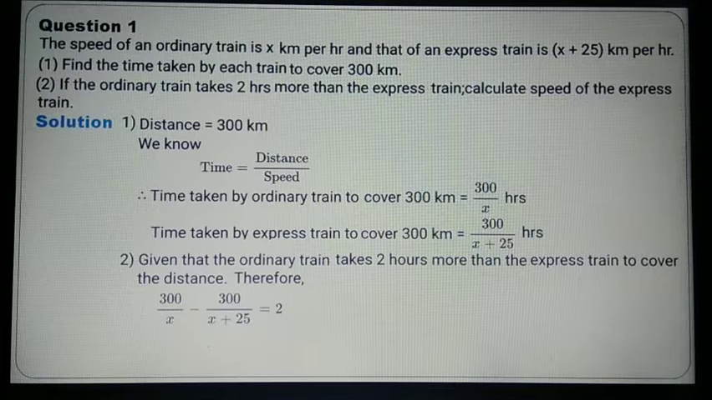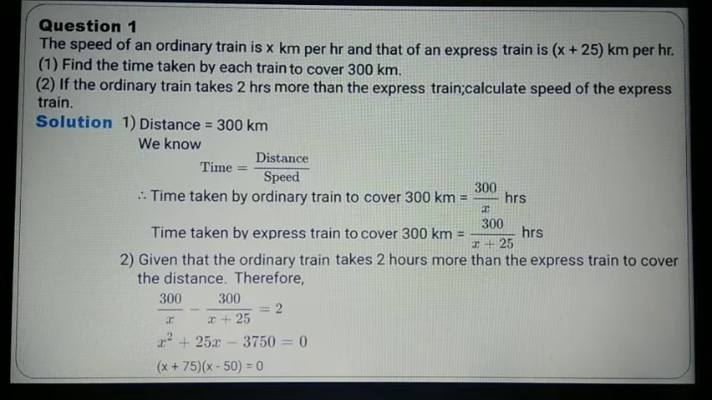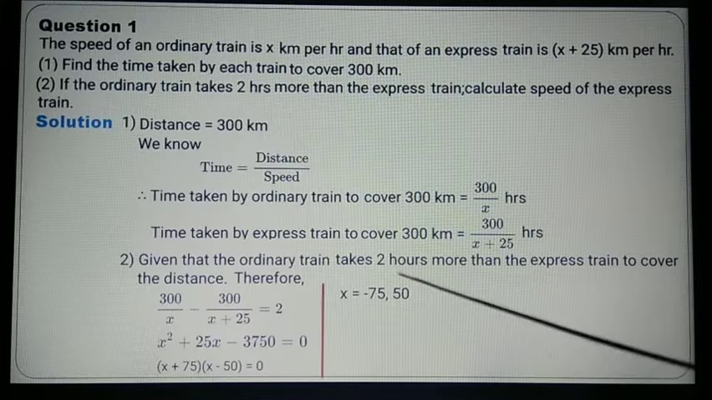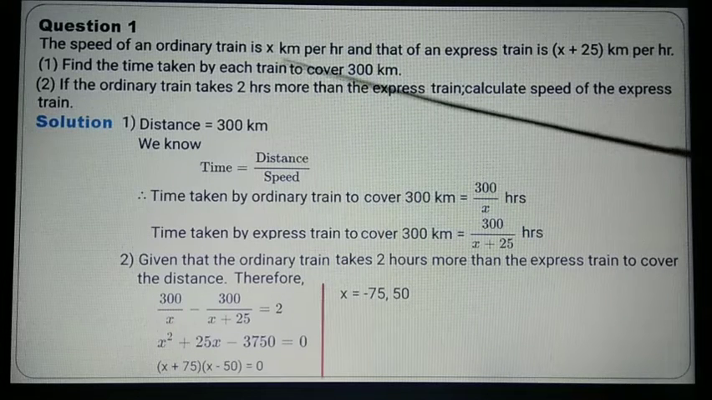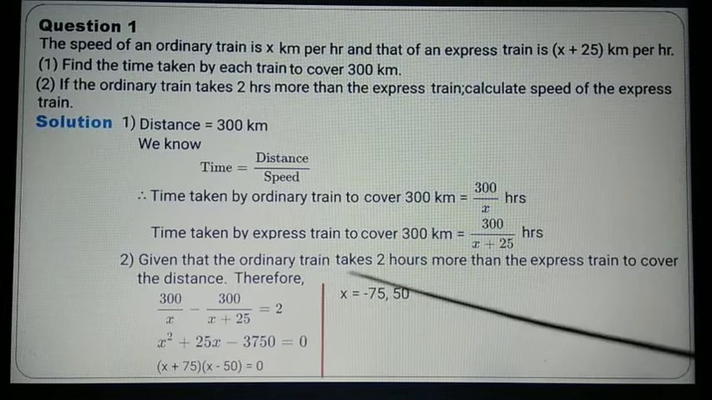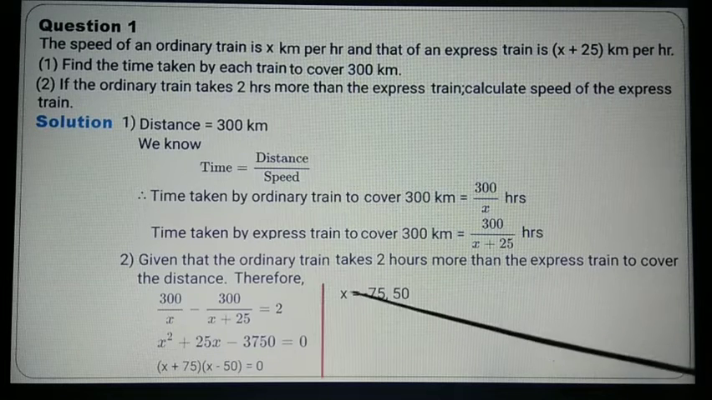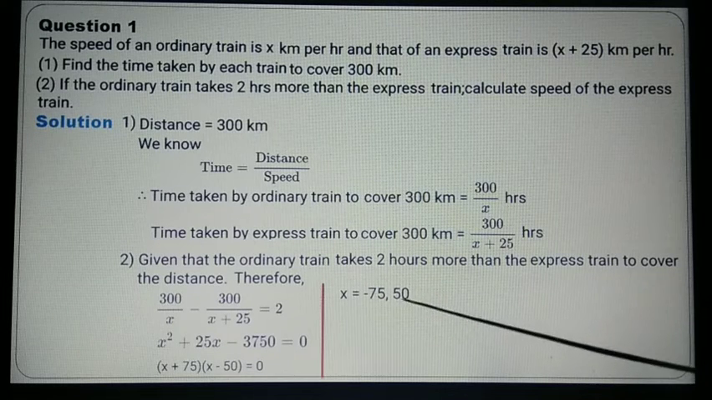After this you arrive at this particular quadratic equation. When you solve it, you will find that the value of x will be minus 75 and 50. Since x is the speed, x cannot be negative. So the value for x will be 50.